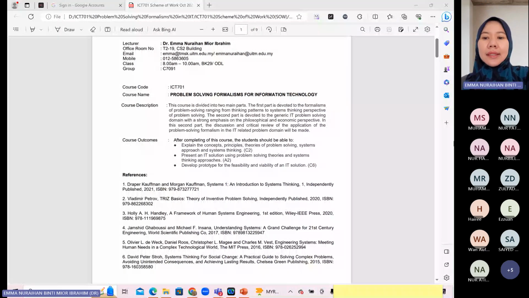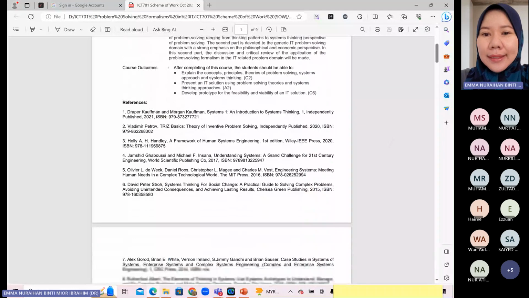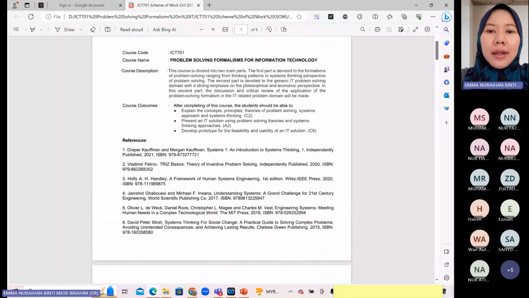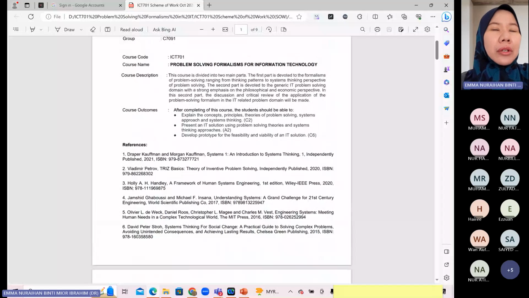You are taking this subject, ICT 701, okay? And this subject is called Problem Solving Formalism for Information Technology. So I hope that you have gone through this yesterday at least, okay? I will tell you more about this subject, why you have to take this subject and how relevant it is in your program, and how you're going to benefit from it after you graduate.